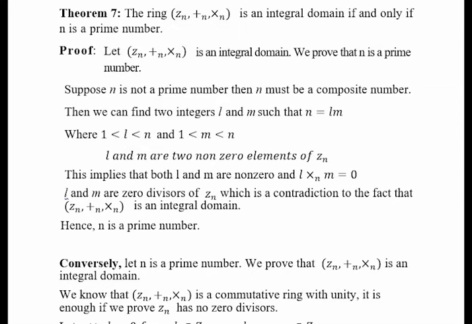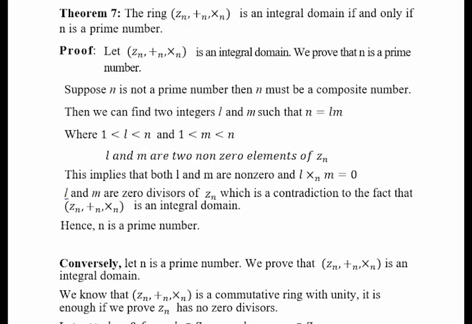Let us look into one more theorem, theorem 7, which states that the ring Zn, +n, ×n is an integral domain if and only if n is a prime number. This theorem contains two parts. One is the if part, the other one is the only if part. So in the if part, let us consider Zn, +n, ×n is an integral domain. Then we have to prove that n is a prime number.